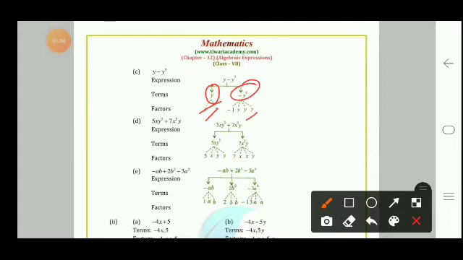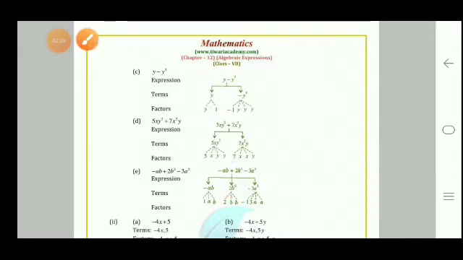Then we have 5xy square plus 7x square y, so the terms are 5xy square and 7x square y. We have 5 into x into y into y, then 7 into x into x into y. Then in part E we have here minus ab, 2b square, minus 3a square, so the terms are minus ab, 2b square and minus 3a square. The factors will be minus 1 into a into b, this is 2 into b into b, this is minus 3 into a into a.